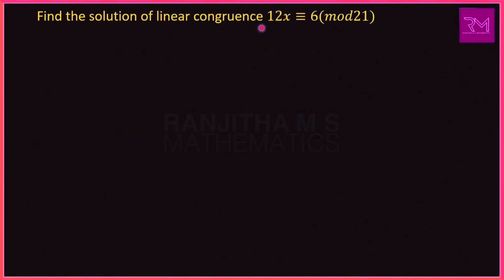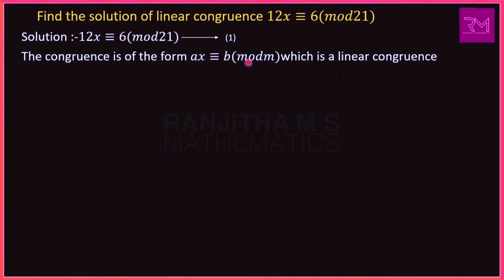Find the solution of linear congruence 12x congruent to 6 mod 21. Here first take the given data 12x congruent to 6 mod 21. Call this as equation number 1. So obviously this is a linear congruence of the form ax congruent to b mod m. Call this equation as equation number 2.